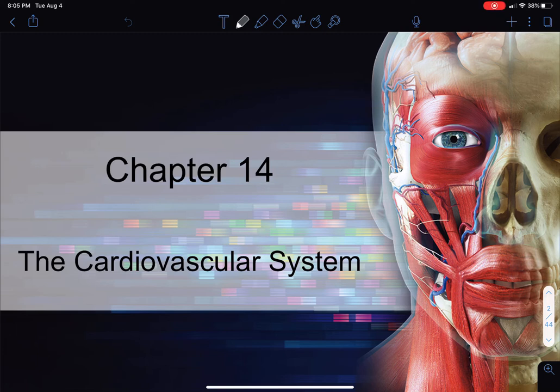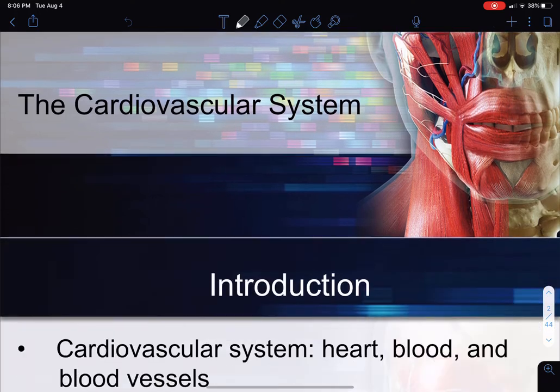Hello again, and welcome to Chapter 14, which is the cardiovascular system. This is a pretty fascinating system because not only do you never have to think about it at all, it's constantly working all of the time and for the entirety of your life. So it has to be a very well organized, very well maintained, and a priority for the rest of the body to maintain homeostasis. So let's go ahead and jump right in.